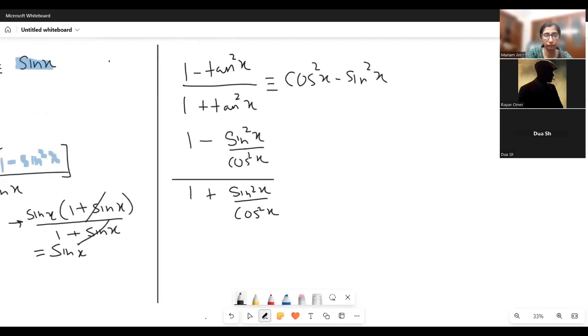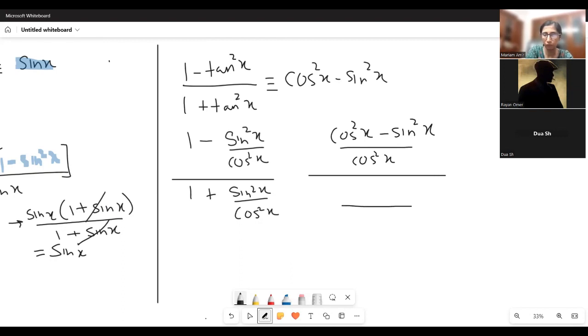So we have cos square x here, cos square x minus sine square x. And here we have cos square x, cos square x plus sine square. So I've only taken LCM.